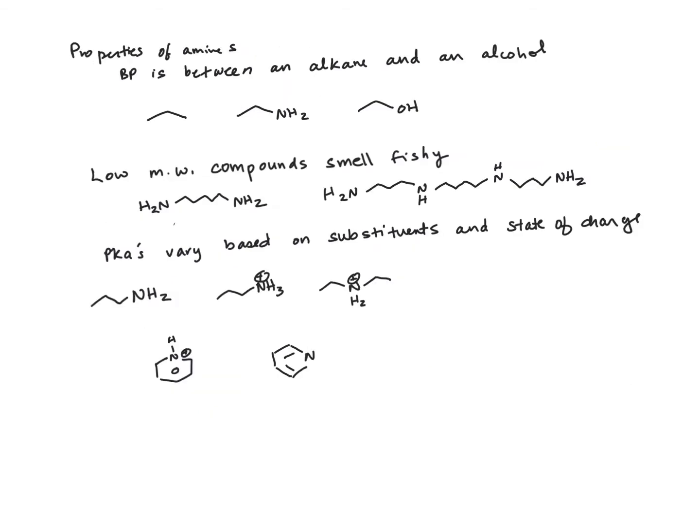I'm going to talk a little bit about the properties of amines. The boiling point of amines is midway between an alkane and an alcohol. For our alkane propane, we have minus 42 degrees C as our boiling point, and with ethylamine, we have 17 degrees C, and with ethanol, we have 78 degrees C.